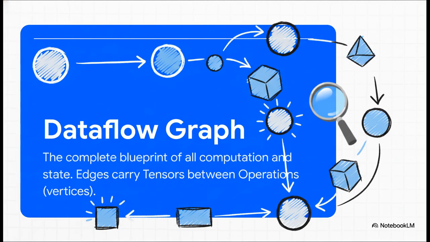And when you put it all together, you get the whole picture. The Dataflow Graph isn't just a sketch of your model, it's a complete blueprint for everything that's going to happen. Tensors flow along the edges, and the operations, or vertices, do the computing. Your entire algorithm, from loading data to updating weights, is all right there in this one structure.